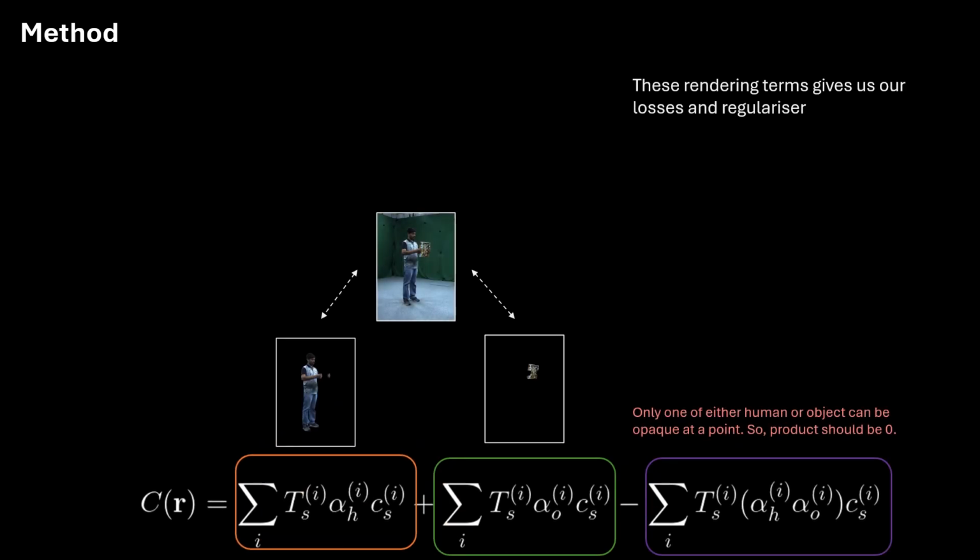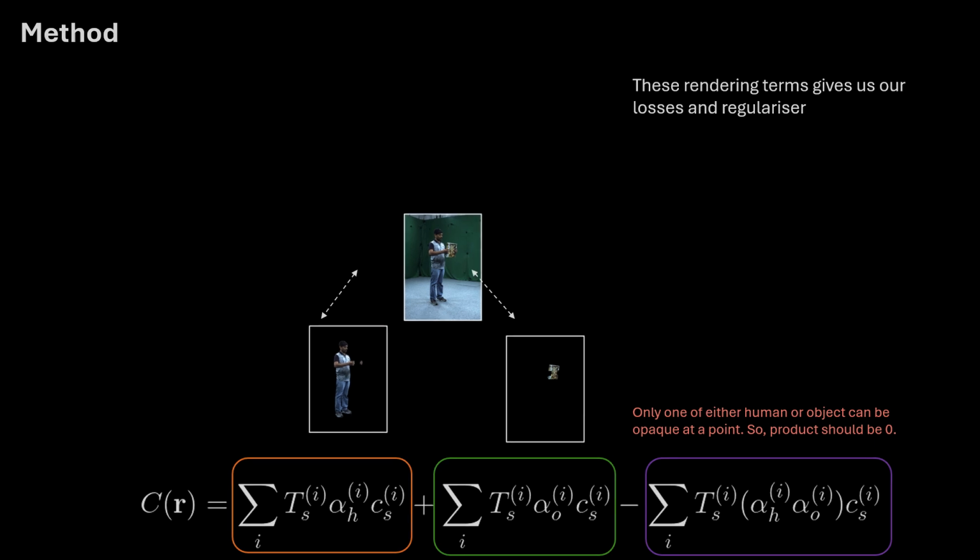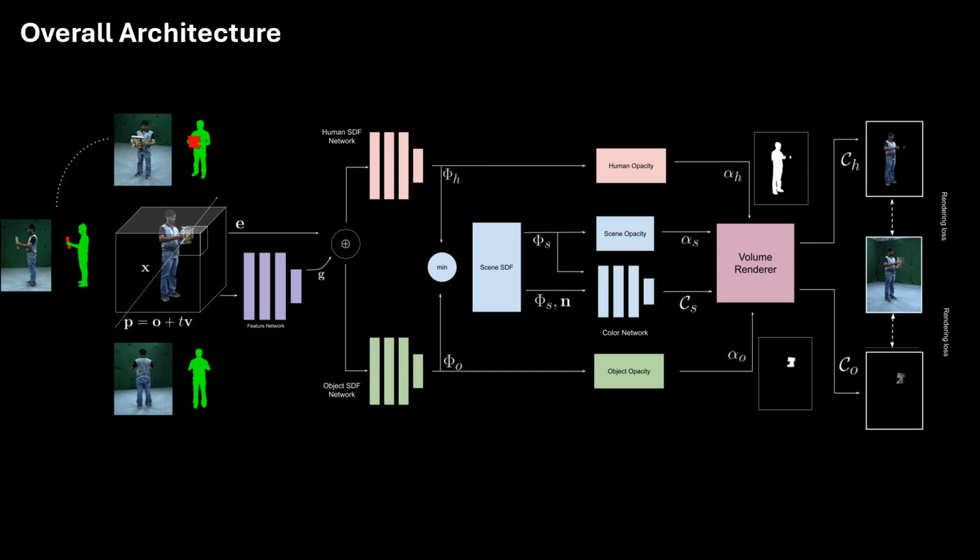Since we only consider opaque objects, the product of human and object opacities at every point in space should be 0. So, we use this as a regularizer. Please refer to the paper for more details. This shows the full architecture of our method.